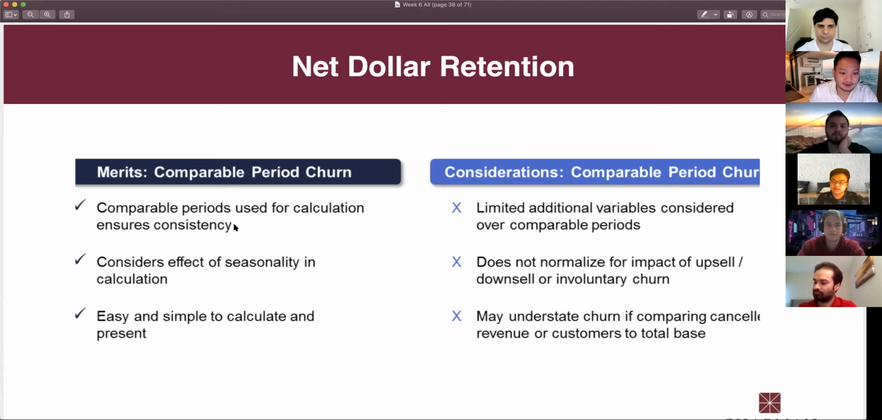So let's look at the merits of net dollar retention, right? Comparable periods used for calculation ensures consistency, considers effects of seasonality, and calculation is easy and simple to calculate and present. I guess the downside is limited additional variables considered over comparable periods. Oh, I'm sorry. This is the pros and cons of churn itself. My apologies, I gotta fix the title. It does not normalize for impact of upsell or downsell or involuntary churn.